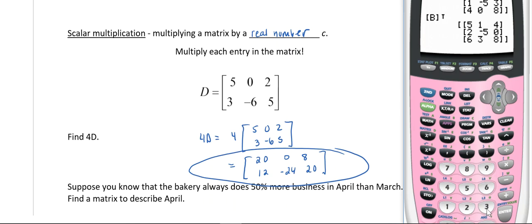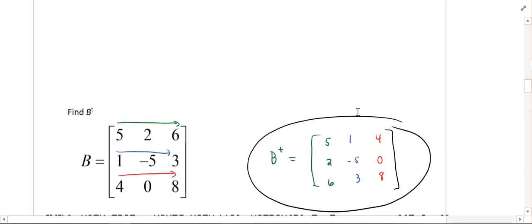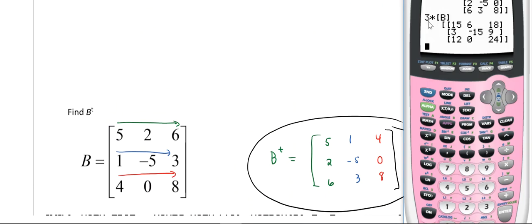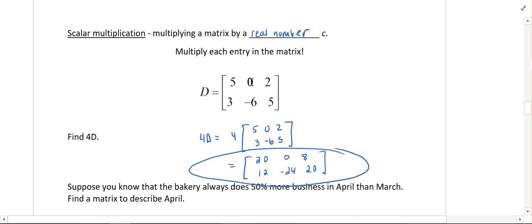If I wanted to multiply it by, say, 3 times that B, that gives me 3 times, and if I look at what that B was, 15, 6, 18, 3, negative 15, 9, 12, 0, 24. Scalar multiplication, depending on how much you're doing, what numbers you're multiplying by, most of the time I just multiply it out by hand, but you can use the calculator as well.